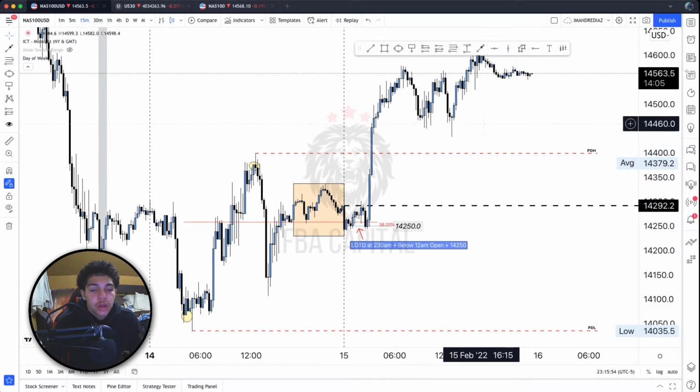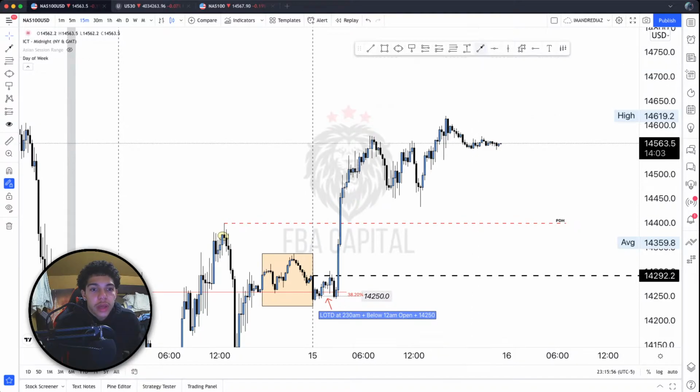So now that we know where the low of the day is, let's go all the way to where the high of the day was created. The high of the day was created at 3:45, and look where price made this high of the day. Look at where we are in price, 14,600, which is a big figure level.